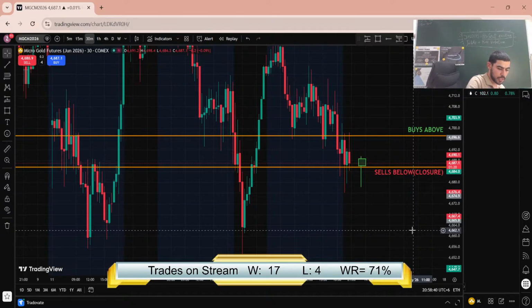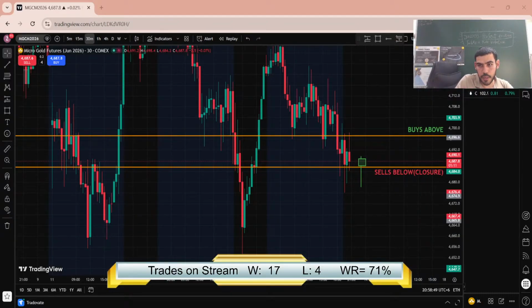Oh wow, look at this candle closure. If this candle can close below, this is gonna be great actually. If it can close below, we have 1 minute left. I spilled a little bit of my tea right here.